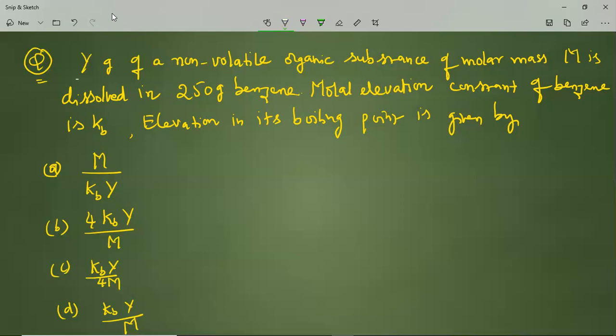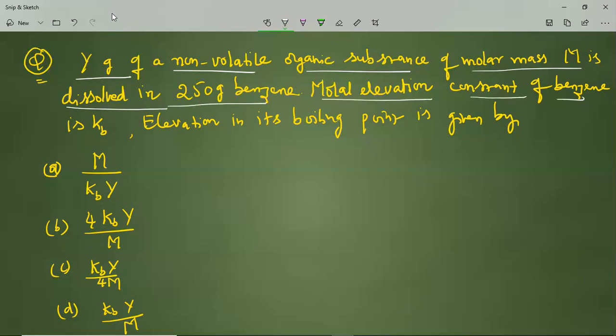The problem: given 5 grams of a non-volatile organic substance, meaning solute, of molar mass capital M, is dissolved in 250 grams of benzene. The molar elevation constant of benzene is Kb, and the elevation in its boiling point is given by, it's very clear, you know what the formula for delta TB is. Delta TB is equal to Kb into molality.